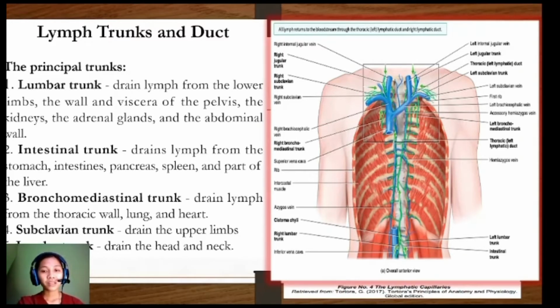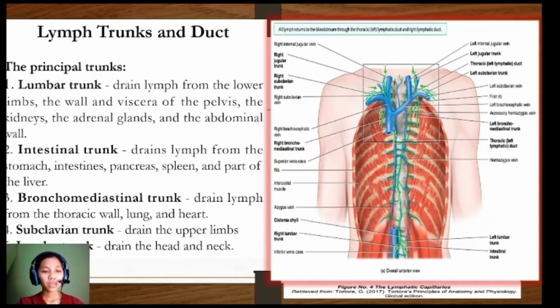The efferent vessels of the subclavicular group unite to form the subclavian trunk, which opens either directly into the junction of the internal jugular and subclavian veins or into the jugular lymphatic trunk on the left side. It may end in the thoracic duct.